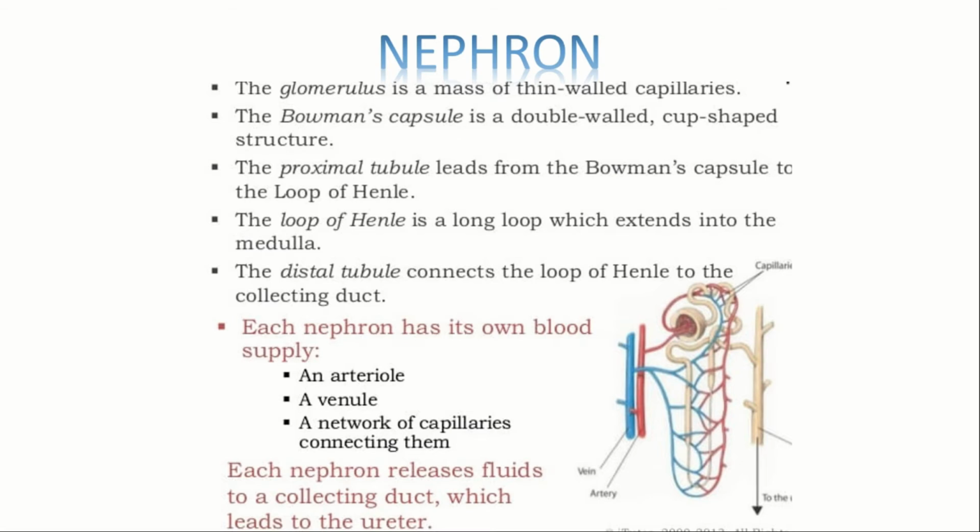So here I have explained some of the long list of parts which the nephron has. That might not be in the textbook also. Each nephron has its own blood supply: an arteriole, a venule, and a network of capillaries connecting them. Each nephron releases fluids to the collecting duct, which leads to the ureter.